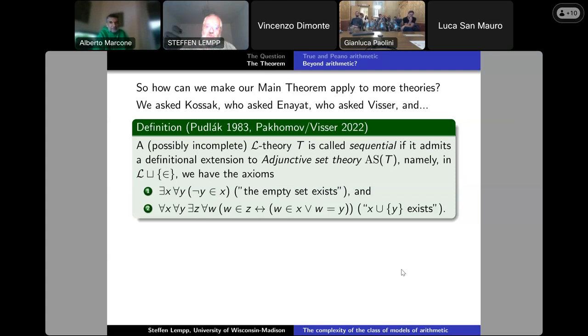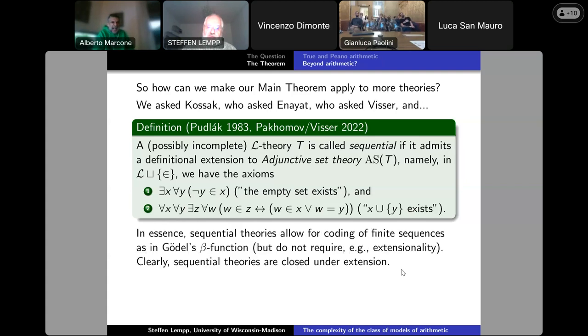And you need to be able to do this in a way so that the original theory T can define this predicate, this new predicate element relation. Okay, so that's all it is. If you think about it for a minute, it basically says sequential theories allow for coding of finite sequences, like Gödel's beta function, if you remember that from having taught logic at some point. But for example, we don't require extensionality or anything fancy about that theory. All we really need is Gödel's beta function.